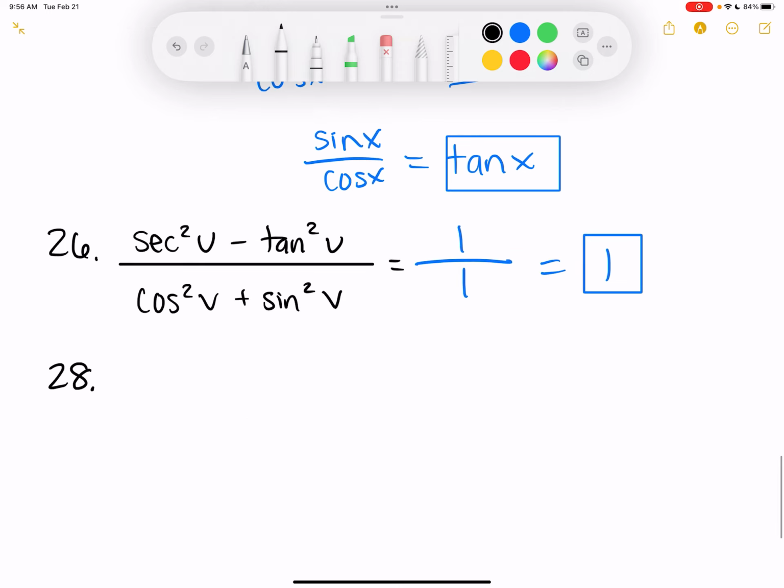Sine of theta minus tangent of theta times cosine of theta plus cosine of pi over 2 minus theta.